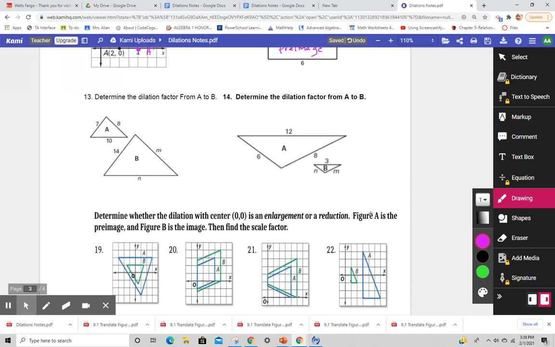Determine the dilation from A to B. Okay, so this is the pre-image, and this is the image. So we'll take the ratio of their corresponding sides. It's going to be 14 over 7, which is 2. That's the scale factor.